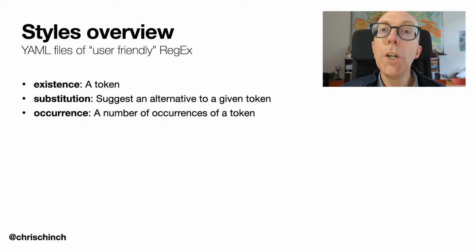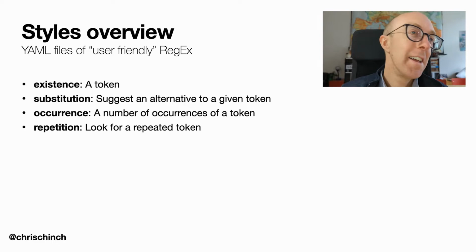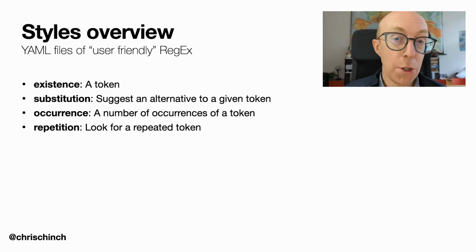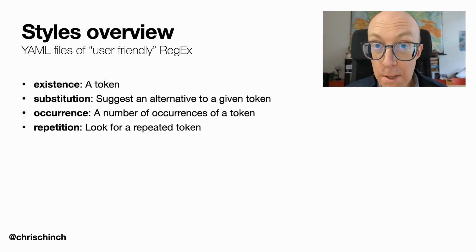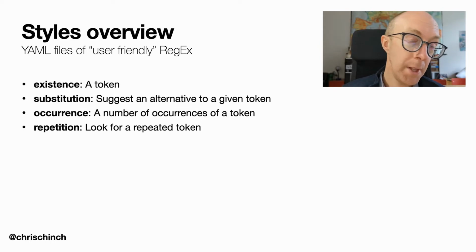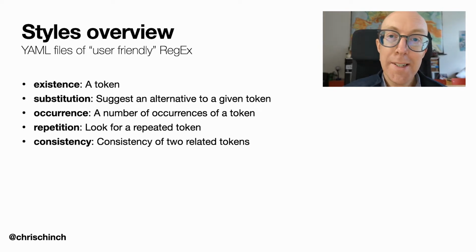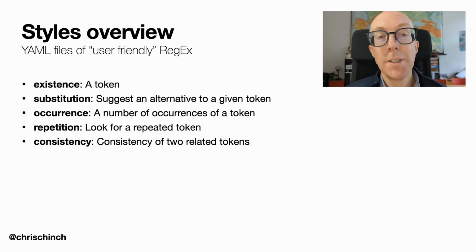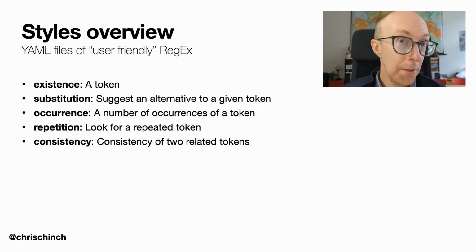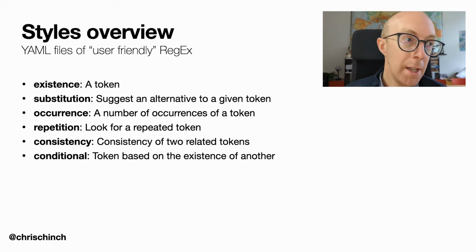Occurrence, a number of occurrences of a token. For example, Oxford comma, things like that. Repetition, looking for repeated tokens, repeated words, other contexts, other uses as well. Consistency, so consistency of two related tokens. For example, English versus American spelling, smart quotes versus straight quotes, these kinds of things. Conditional, a token based on the existence of another token.